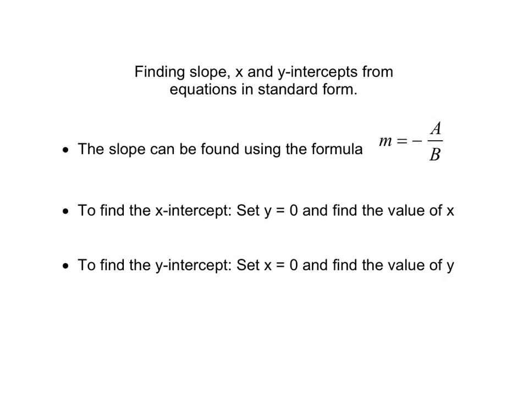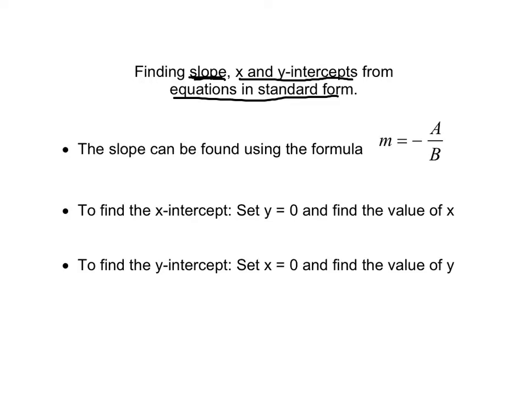Now we are going to find slope with a new formula. We're going to find the x and y intercepts from equations in standard form. Alright, so let's review. You know what slope is, x and y intercepts. An x-intercept is where the line crosses the x-axis, and a y-intercept is where the line crosses the y-axis.